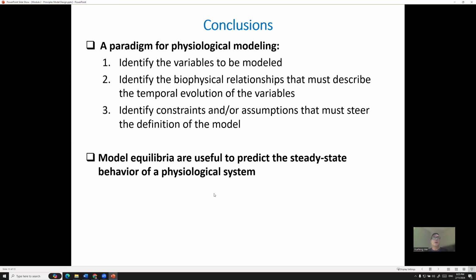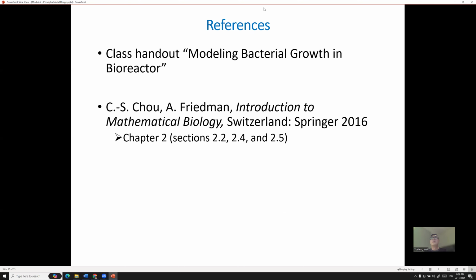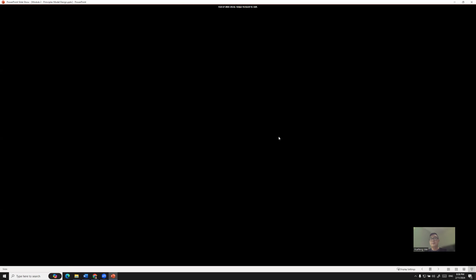And then we also examine the equilibrium point. Model equilibria are useful to predict the steady state behavior of a physiological system. You can examine the equilibrium without actually solving the differential equation, because you assume all the derivatives to be zero. That is the definition of equilibrium, meaning it does not change. This is also called steady state. So that concludes this presentation.